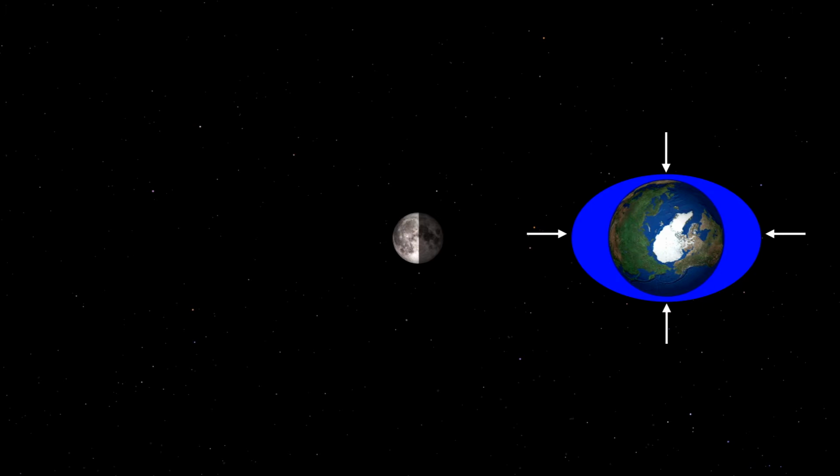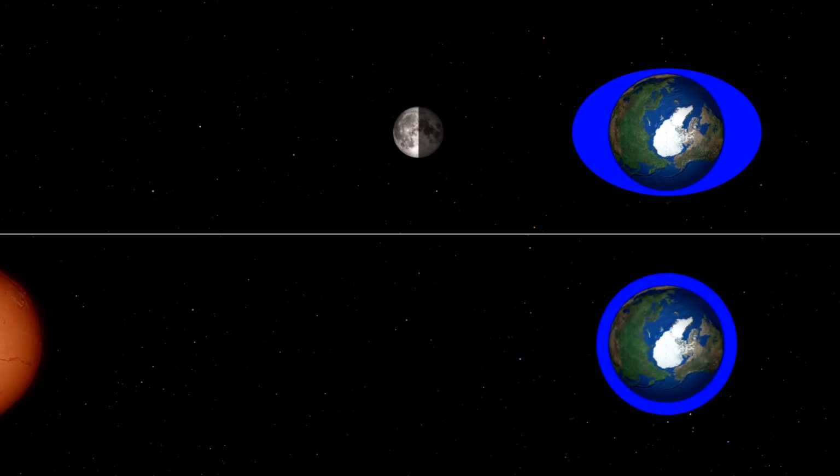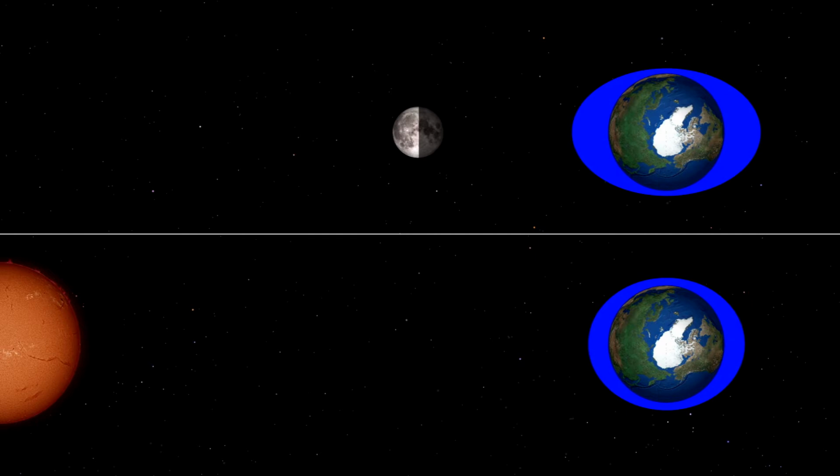The moon isn't the only actor on our stage, though. We also need to consider the sun. Although the gravity of the sun is much stronger, the sun is also much farther away. What's important, though, is that the difference in the sun's pull from one side of the Earth to the other side is much smaller than the moon's. This results in solar tides being less than half as high as lunar tides, like you see here.